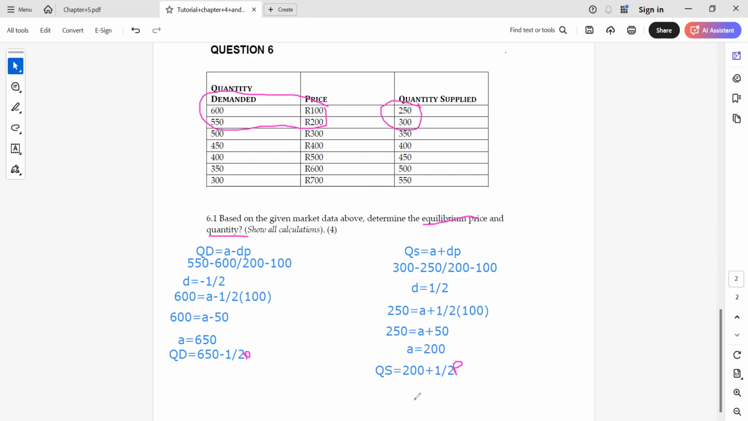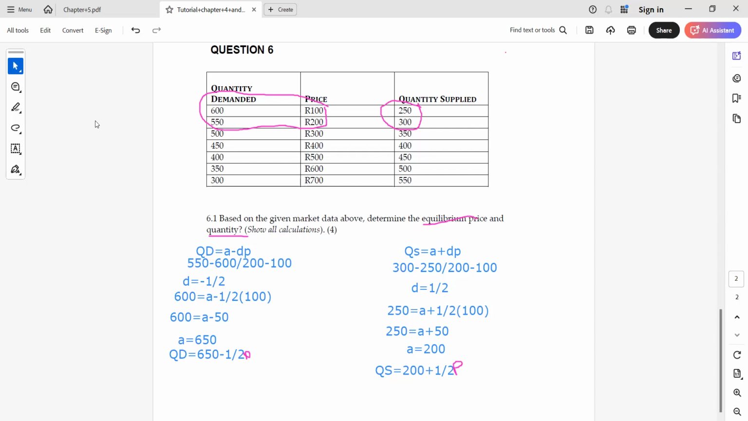Okay, it's a lot of work. But then we can do that. You just equate these two. So you have the equations now, and then you have to find the equilibrium price and the equilibrium quantity. So what you do is now you equate them. So how do you equate them?